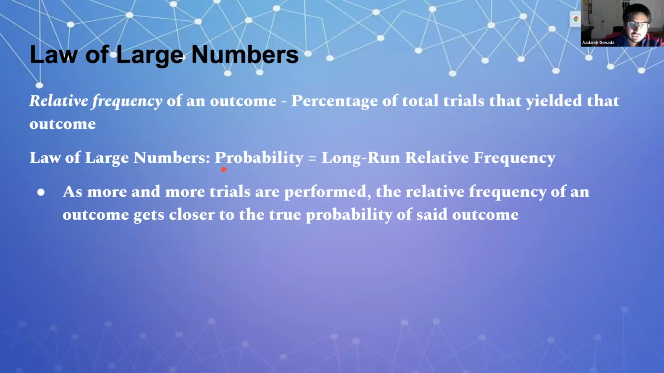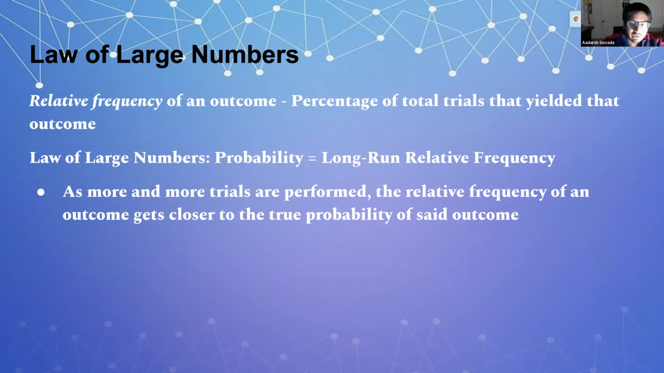Now, the law of large numbers states that probability equals a long run relative frequency. This is a hugely important concept for statistics, and it has implications that we will look into next week and further. What this formula means is that as more trials are performed, the relative frequency of an outcome gets closer to the true probability of that outcome.